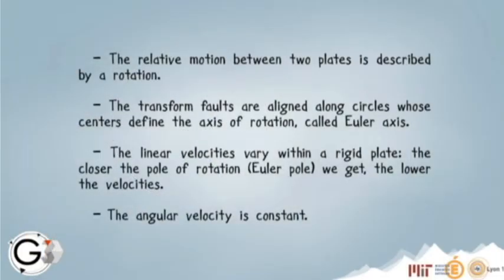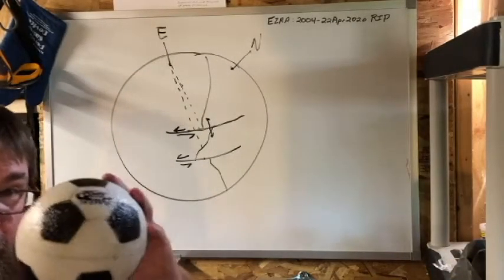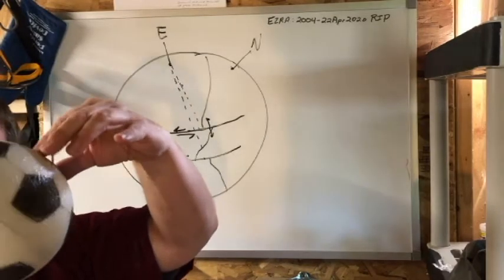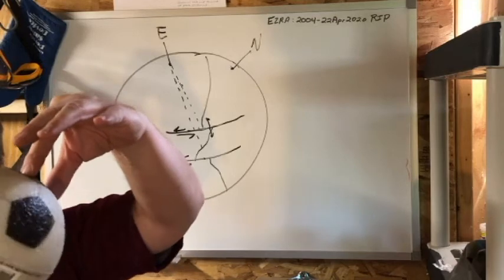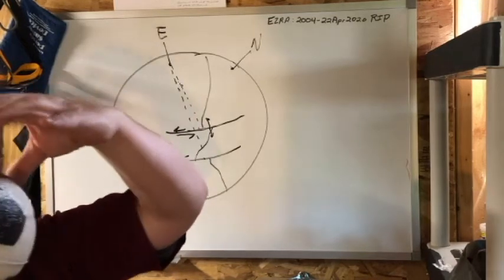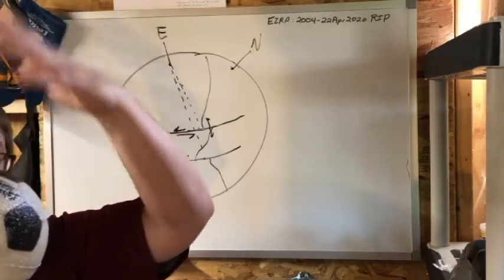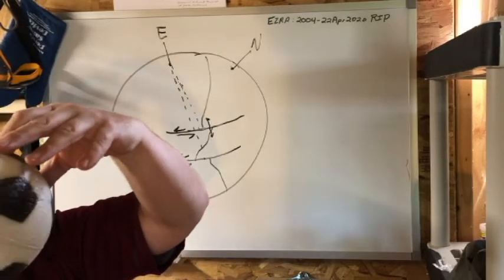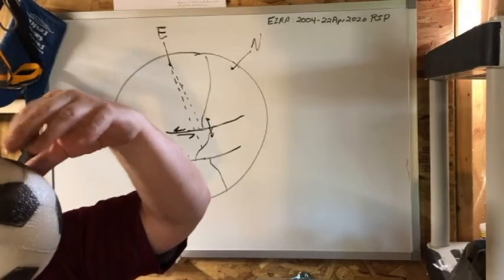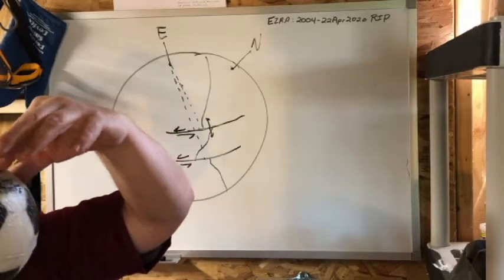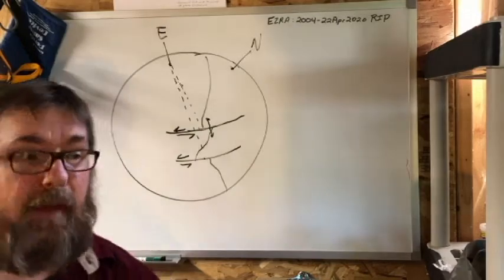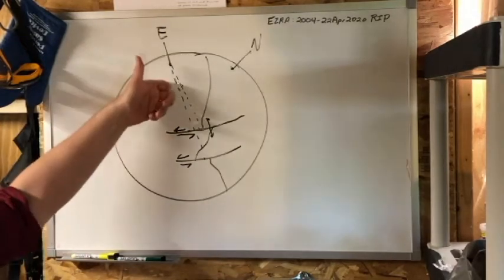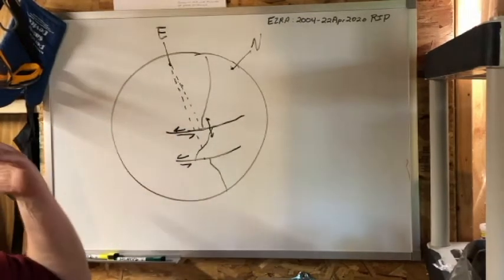Angular velocity, however, is constant. Just like I demonstrated on my rotating Earth here, my little soccer ball Earth. Even though the linear velocity at the equator is much faster than at 80 degrees, 60 degrees, whatever latitude, the angular velocity is not changing. It's still moving at 15 degrees per hour. All right? Doesn't matter what latitude I'm in. So that stays the same. And since Euler poles are axes of rotation, that applies to them as well.